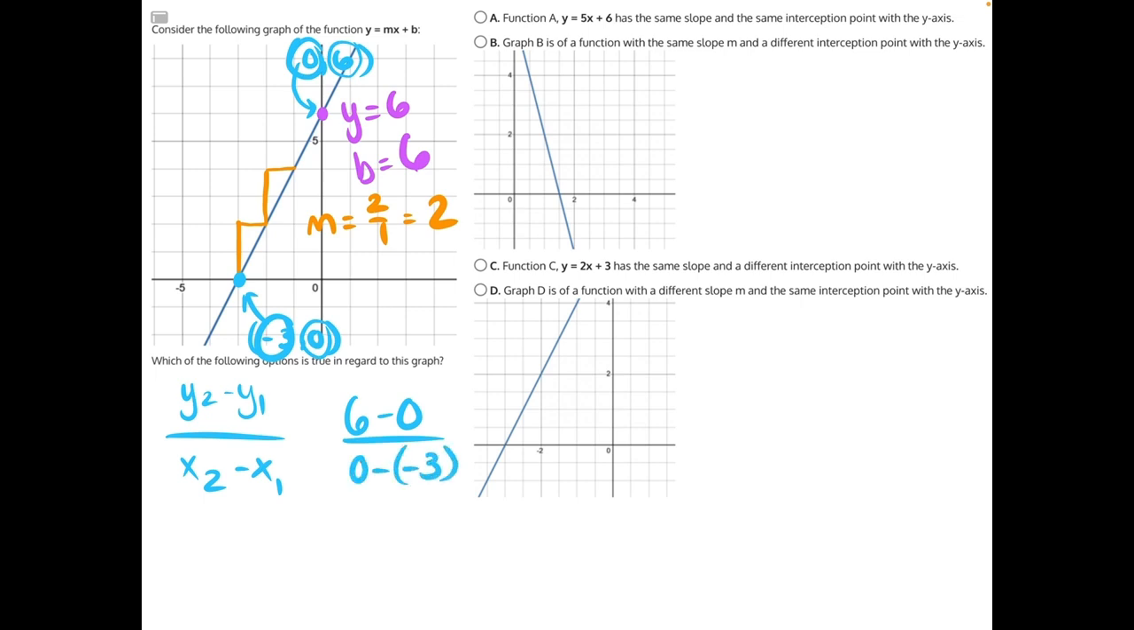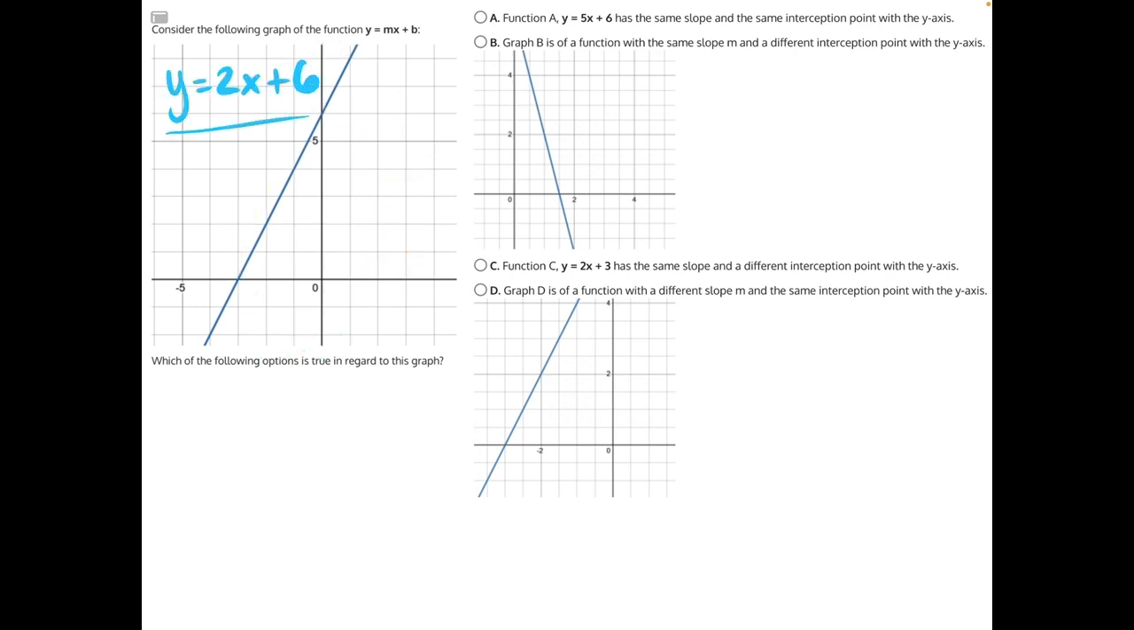Remember that subtracting a negative is the same as adding a positive. So this is the same thing as 6 minus 0 over 0 plus 3. Now we can simplify. 6 minus 0 is 6, 0 plus 3 is 3, and 6 divided by 3 is 2. So our slope, again, is 2. Either way, you can get your slope. I'm going to make some room and write our equation, and then we'll start looking at our answer choices. Now that we have our equation, let's take a look at our answer choices.